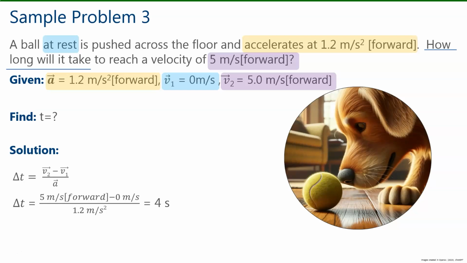I just want to make a note here that when you put that into your calculator, so we have 5 divided by 1.2, it'll come up as 4.1666 repeating. But remember our significant digits. In this case, we're dividing, so it should be the least number of significant digits that we divided, which is 1 significant digit, which means we have 1 significant digit in our answer. So our answer then is 4 seconds.